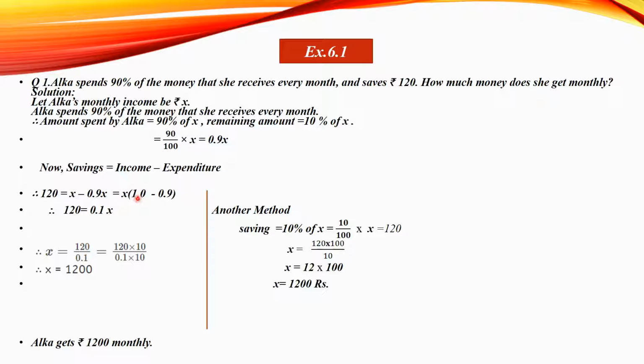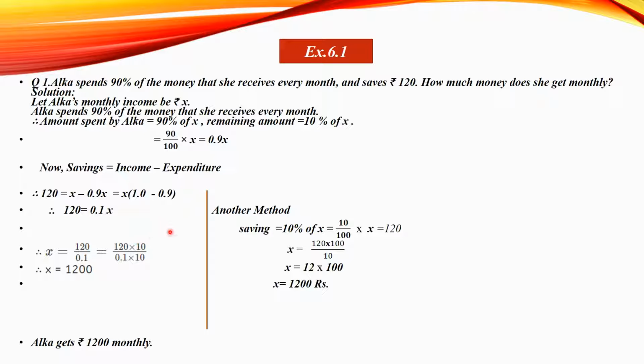Taking X common, we have 1.0 minus 0.9. So 120 is equal to 0.1X. X is equal to 120 upon 0.1. Removing the decimal, multiplying by 10, we get 120 multiplied by 10 upon 0.1 into 10. Therefore, X is equal to 1200. So, Alka gets rupees 1200 monthly.